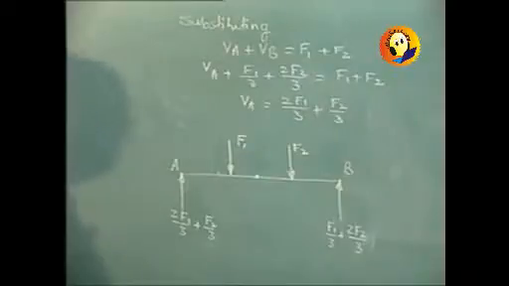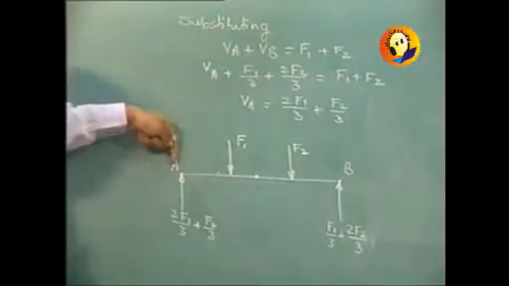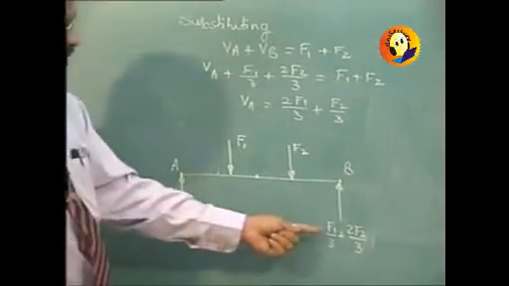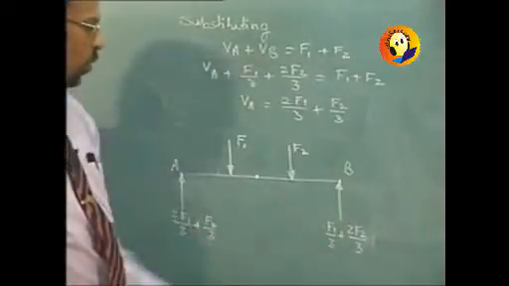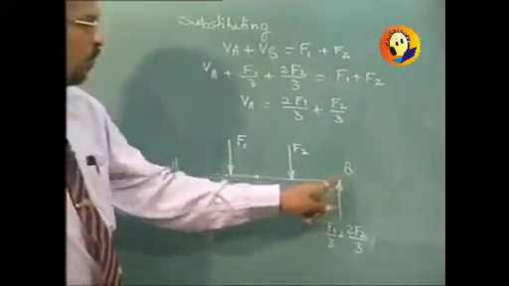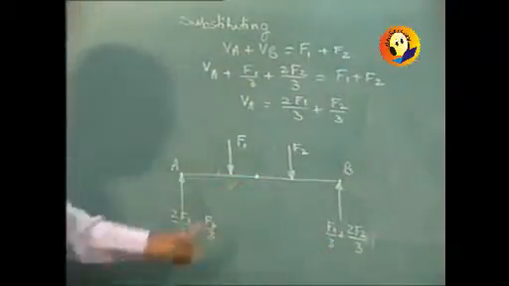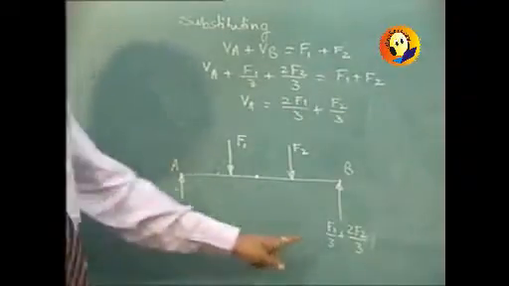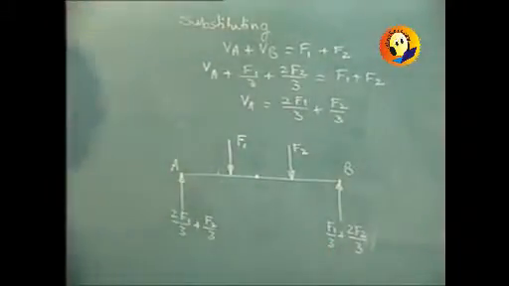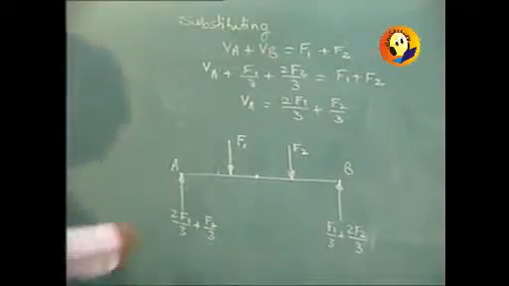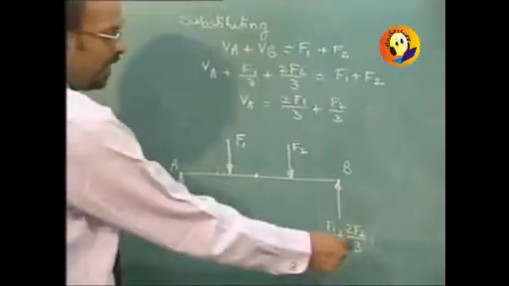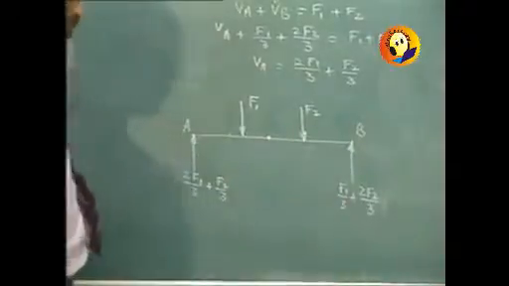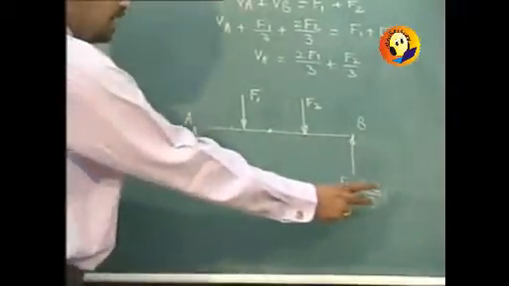Again the same consideration: as the F1 force is nearer to A, most of the F1 load is taken up by A, and point B will be sharing the lesser load. But the F2 force is nearer to B, so B is taking most of the load, whereas A is taking the smaller part of it. And so the overall reaction is going to be the combination of individual reactions, we can say. Here if only F2 is present, the reactions will be F2 by 3 and 2F2 by 3. If only F1 is present, it is 2F1 by 3 and F1 by 3. When both are present, there will be addition of the reactions.